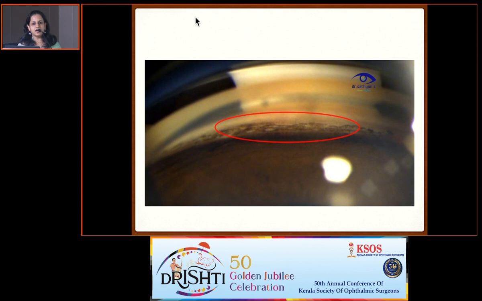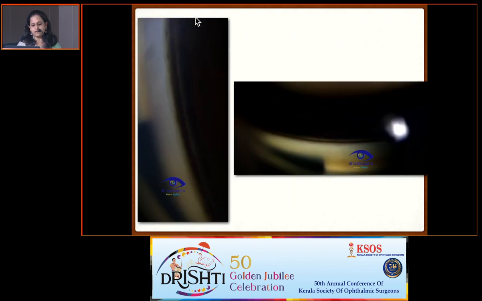The patchy pigments which you get are seen in pseudo-exfoliation. And if you have dark pigments which are uniform throughout the angle, these are seen in pigment dispersion syndrome. So if you have a pigment dispersion syndrome with a bowed iris, you can do a peripheral YAG iridotomy, and in some cases it helps in reducing the pigment dispersion.